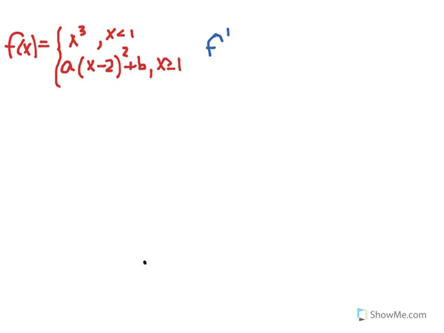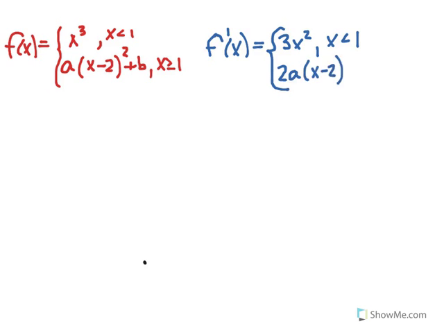In order to check to see if it's differentiable, we need to take its derivative. We treat any constants as constants. And we're going to take the derivative of this function. Derivative of x to the third is 3x squared, for x is less than 1. And for the next one, I'm going to pick the 2 out in front, so it's going to be 2a, parentheses, x minus 2, times the derivative of the inside, which is there is nothing, plus the derivative of b. Derivative of b is 0, so I'm not going to add anything on. For x is greater than or equal to 1.